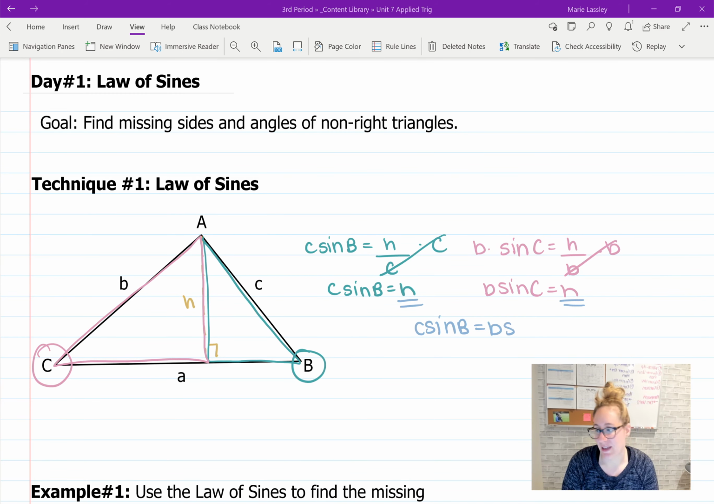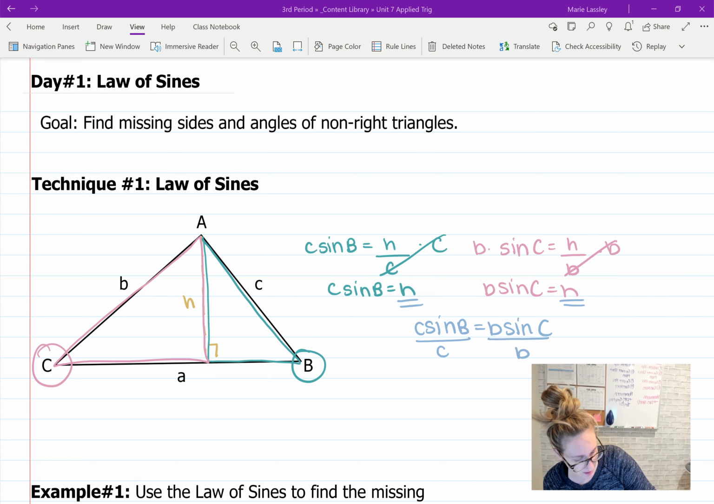Now you might be thinking, Miss Lashley, this is wild. Why are we doing this? Well, this is basically what the law of sines says. All we have to do is get the side B with angle B and side C with angle C. So I'm just going to divide this side by B and divide this side by C.